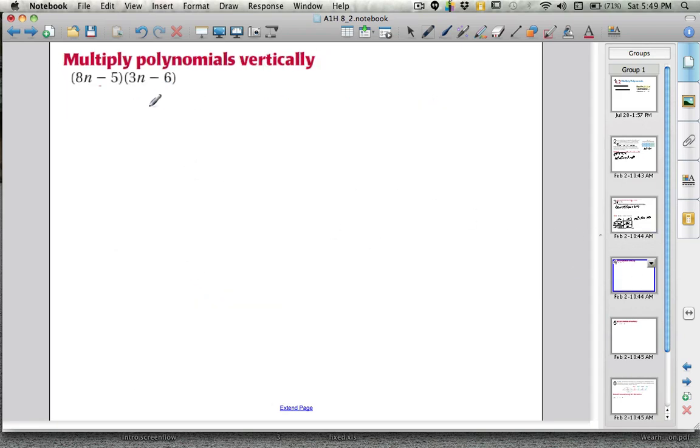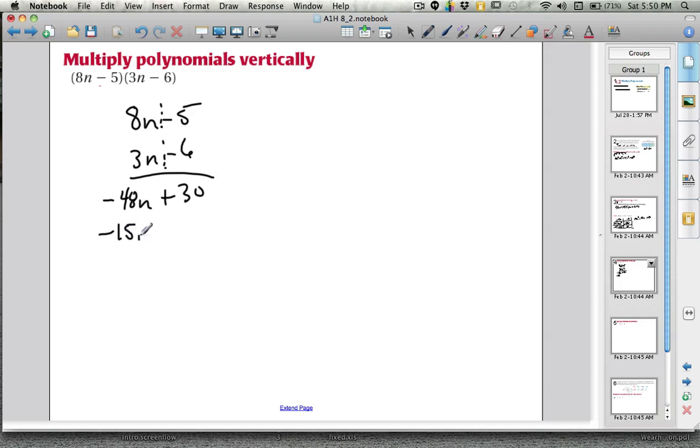Okay, we can multiply them vertically as well. So more like you initially probably learned multiplying multiple digit numbers. You did them vertically. So I'm going to arrange them here. And as you would there, I'm going to take this negative 6 and I'm going to multiply it times each term. So remember, I've got 8n, I've got negative 5, I've got negative 6, and 3n. So negative 6 times negative 5 is positive 30. Negative 6 times 8n is negative 48n. And then 3n times negative 5, that's going to be negative 15n.